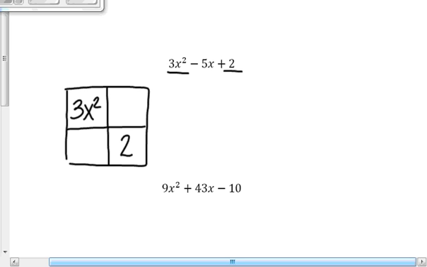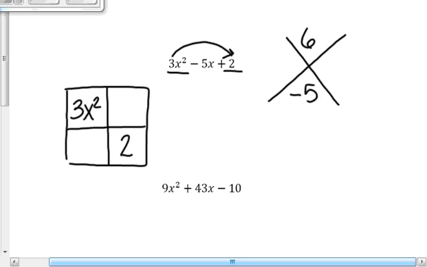When I was talking at the beginning, I said the factors of our leading coefficient times our constant. So what we need to do is multiply our leading coefficient, which is 3, to our constant, which is positive 2. So 3 times 2 is 6, and we want to add our factors to get negative 5. So the factors of 6 that add to give us 5 are 3 and 2, and since 5 is negative, both of them will be negative. So we get negative 3x, and we get a negative 2x.